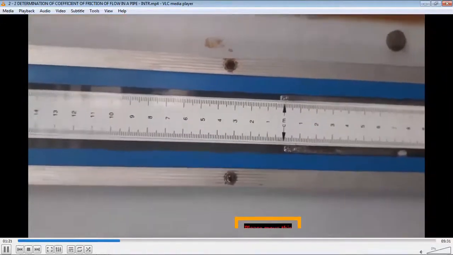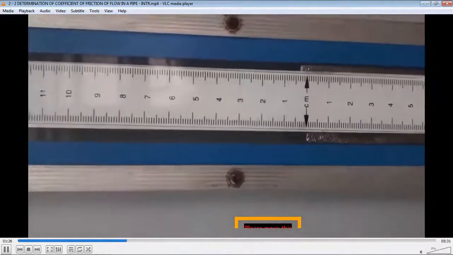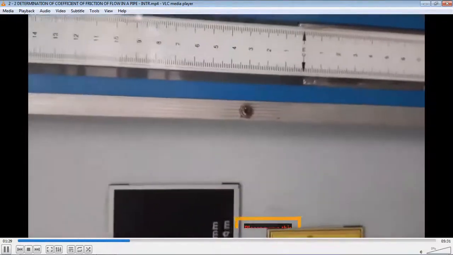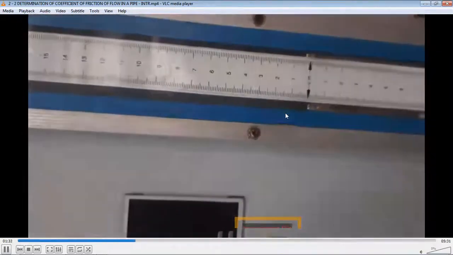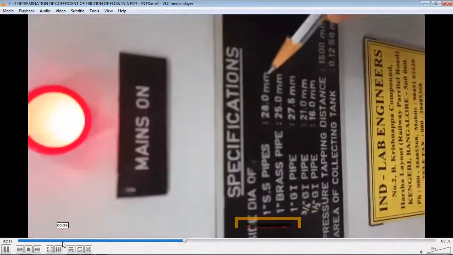That is the mercury level H in centimeter. You should take the values in centimeter. I note down the values and write them in the tabular column. See, for a pipe, I have written that value. I note down the other specifications.